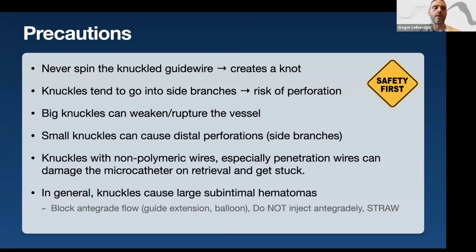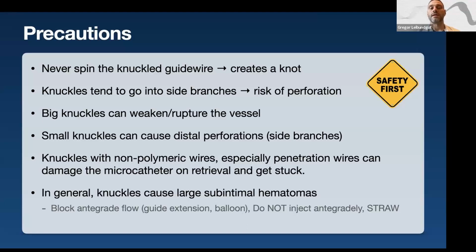Precautions on knuckling. Never spin the knuckle, because you can imagine it creates a knot, and that's possible if you go antegrade. You just retrieve everything, but imagine you are just past that very tortuous and difficult septal, or even, as Paul just showed, an epicardial collateral, and you have a knot on your knuckle. You have to retrieve the whole system, the knuckle outside of your microcatheter, and shear it through your septal or epicardial collaterals, and that can damage your septals or epicardials and cause real troubles.